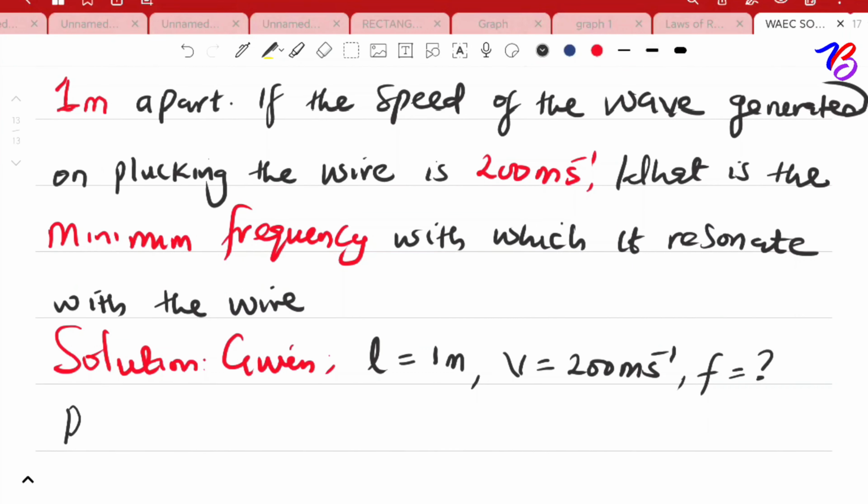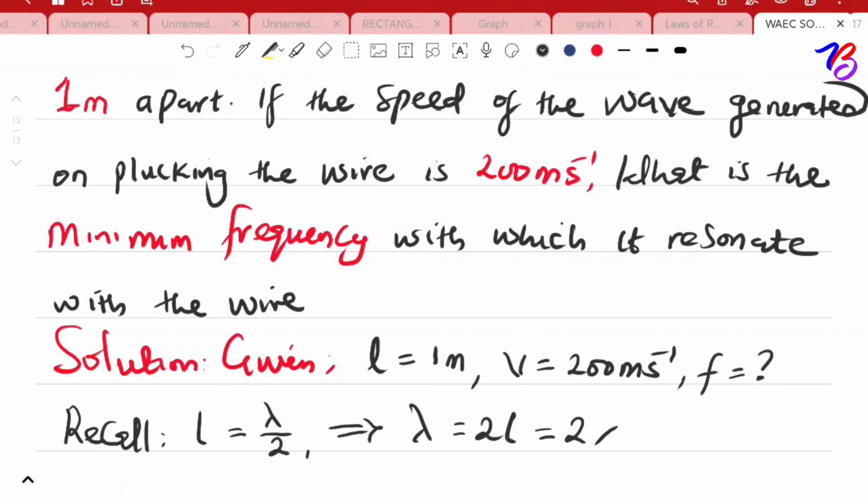So in doing that, we'll now recall that under resonance, L is equal to lambda over 2. We need to find wavelength, which is also known as lambda, for us to be able to find f, which is our frequency. So we'll make lambda the subject of the formula so that our wavelength will now equal 2L. I hope you are following. And this will now equal 2 multiplying 1, so that you have 2 meters as our wavelength.